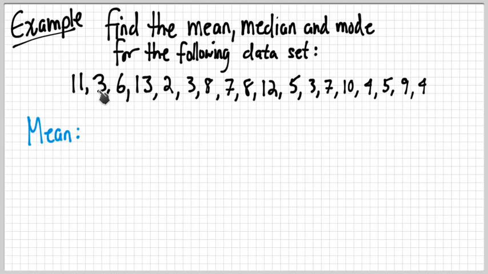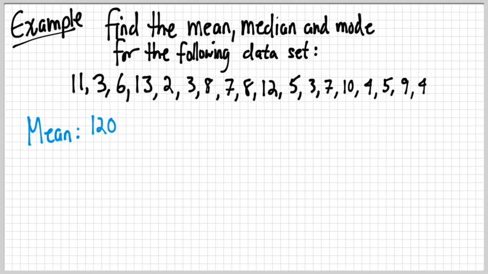11 plus 3 is 14, plus 6 is 20, plus 13 is 33, plus 2 is 35, plus 3 is 38, plus 8 is 46, plus 7 is 53, plus 8 is 61, plus 12 is 73, plus 5 is 78, plus 3 is 81, plus 7 is 88, plus 10 is 98, plus 4 is 102, plus 5 is 107, plus 9 is 116, plus 4 is 120.